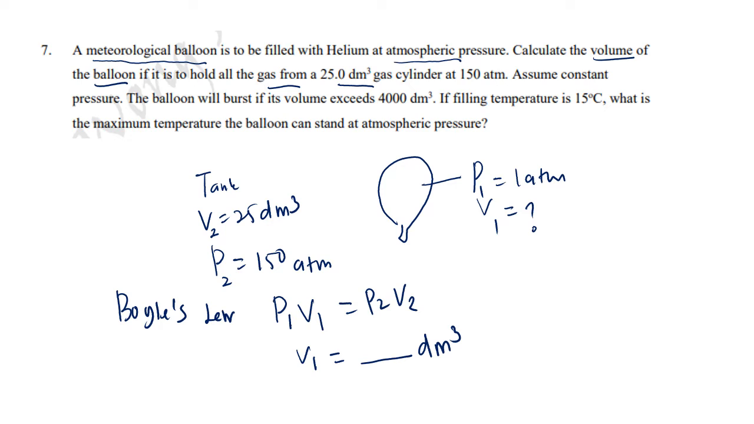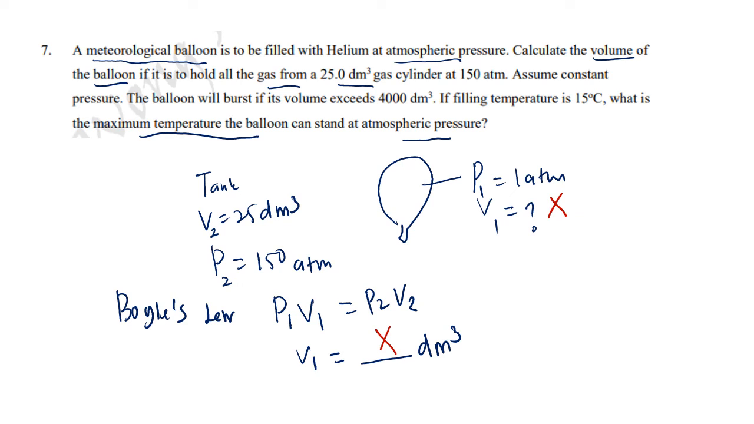Okay, then next, the question also asks, what is the maximum temperature of the balloon that can stand at atmospheric pressure? Temperature that it can stand. So if you get the answer from volume in the balloon at atmospheric pressure, okay, we say it is X. Okay, so you put here X. You solve for X.